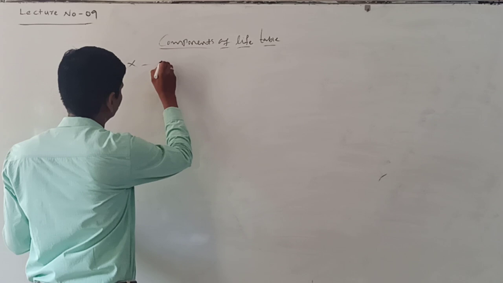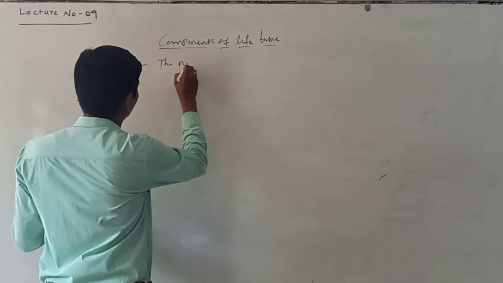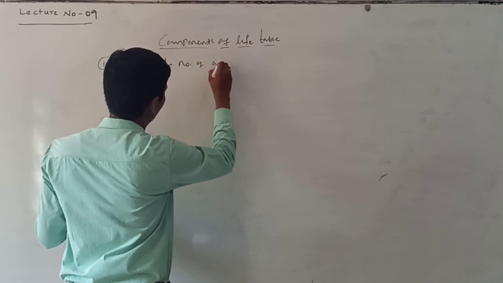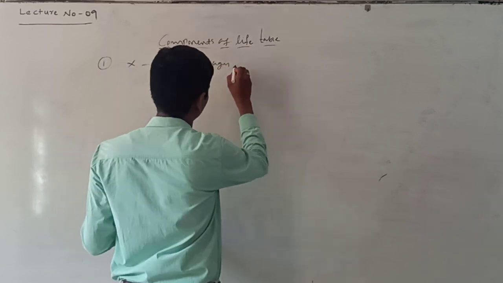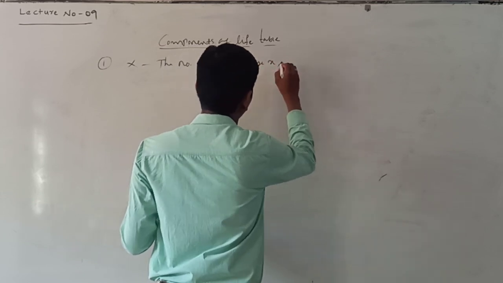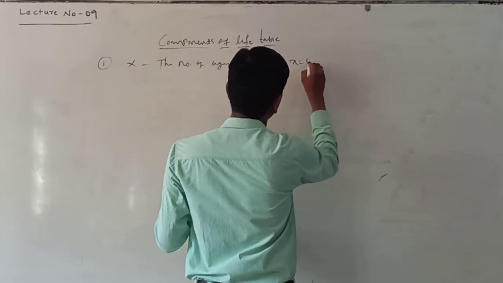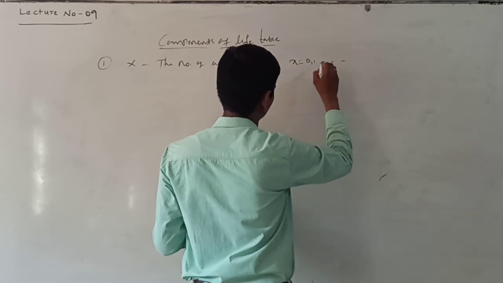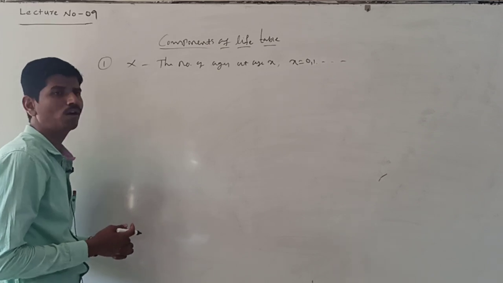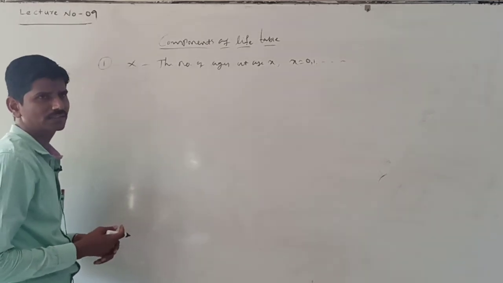The number of ages at age X. Here X takes the values 0, 1 and so on. Here X is equal to the number of ages at the age X.